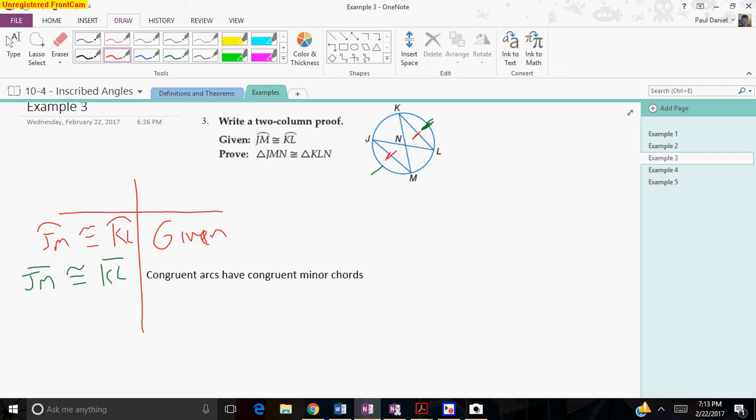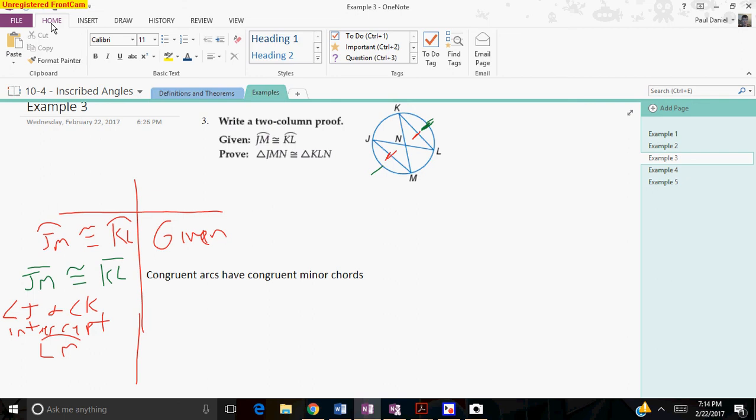Okay. The next thing I'm going to go for is I'm going to say that angle J and angle K intercept the arc LM. Okay, and I can get to this, so that those two angles intercept arc LM, because this is the definition of an intercepted arc.